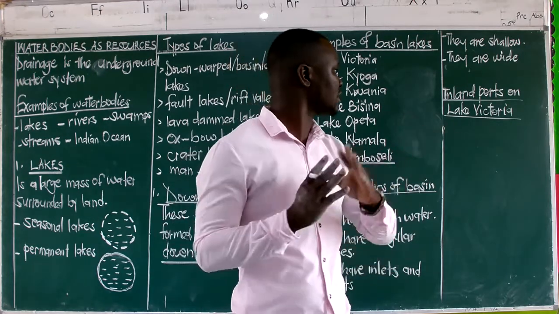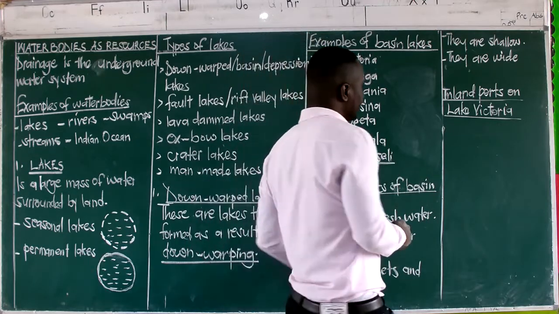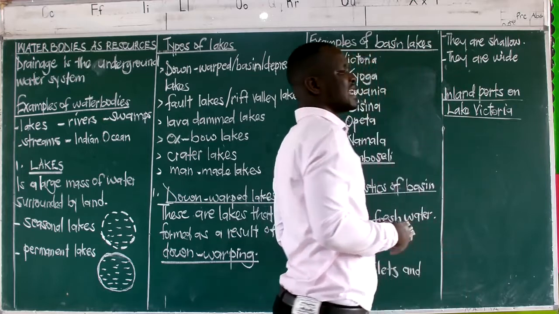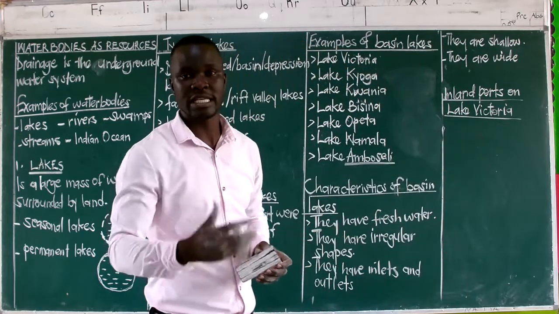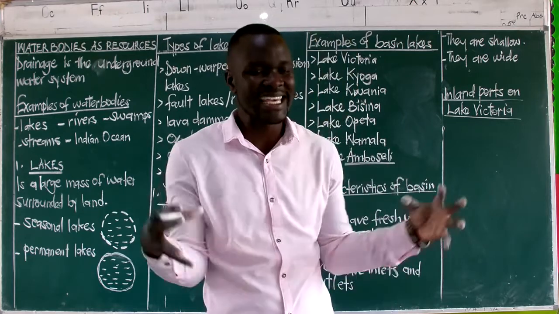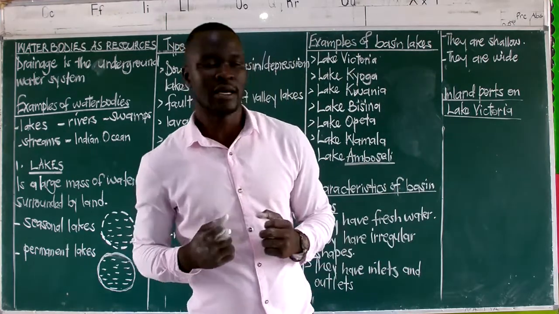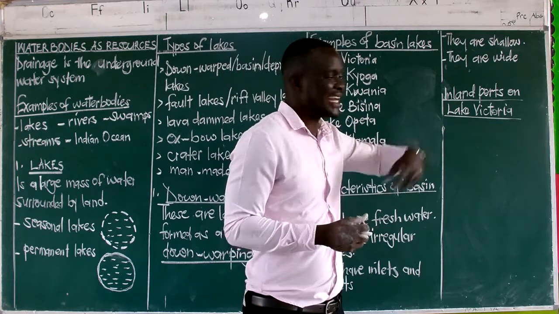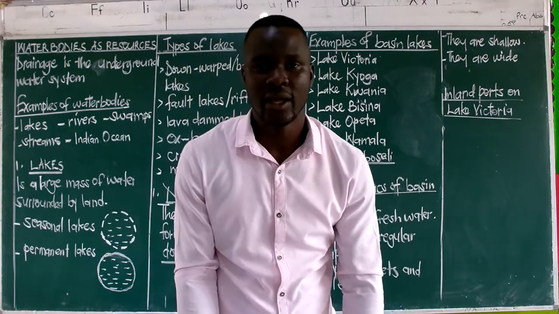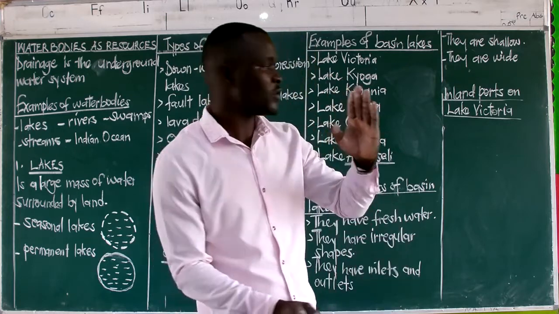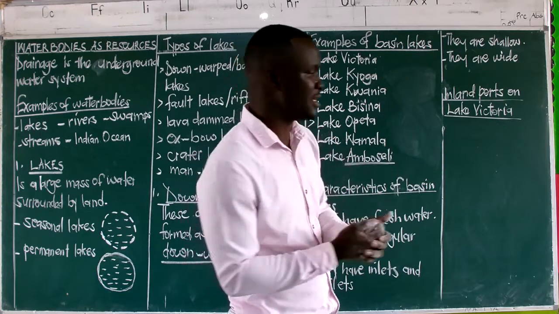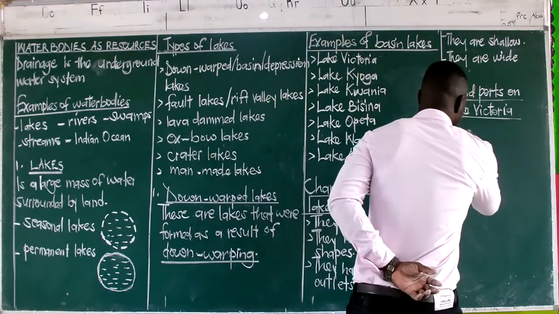And we said we have ports divided into 2. We have those ports which are at the coast; we call them seaports. Then we have the ports which are found in water bodies inside the countries; those are the ones we call inland ports. So when we talk of the inland ports on Lake Victoria, like I said, Lake Victoria is shared by the 3 East African countries.